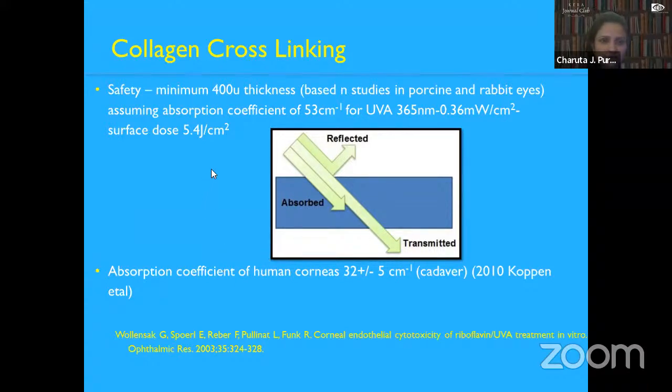Later on, these were the studies that were done on rabbit eyes. Later on, absorption coefficients by Kampen et al. were found out in cadaver to be 32, which is actually much lesser. Therefore, it means that our magical number of 400 doesn't really hold accuracy.